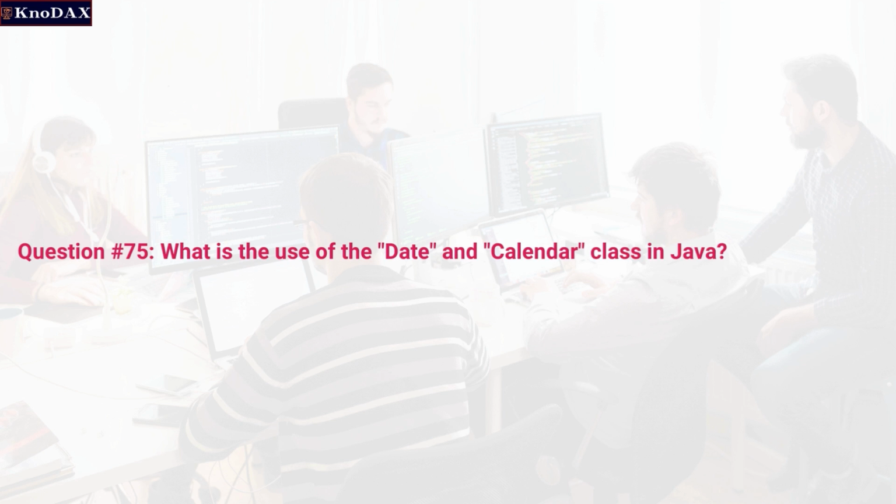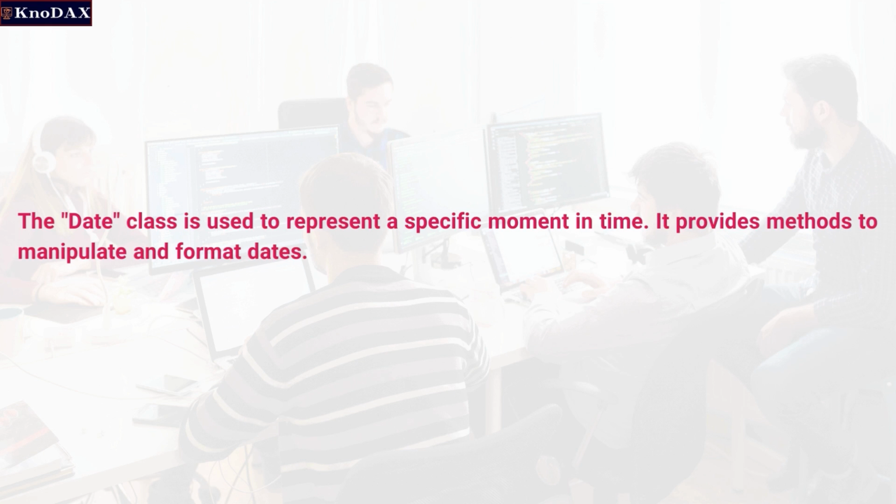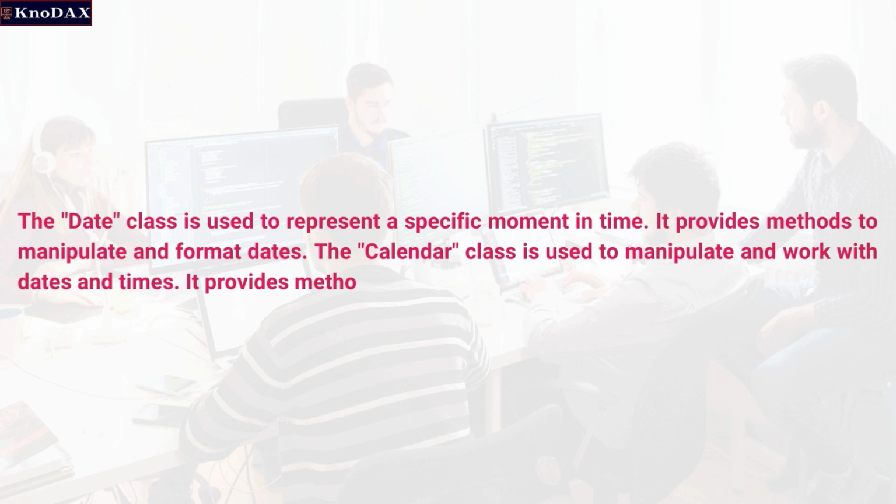What is the use of the date and calendar classes in Java? The date class is used to represent a specific moment in time. It provides methods to manipulate and format dates. The calendar class manipulates and works with dates and times. It provides methods to perform various date-related calculations.